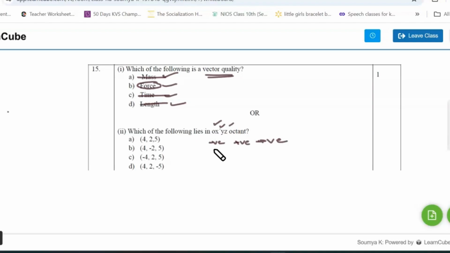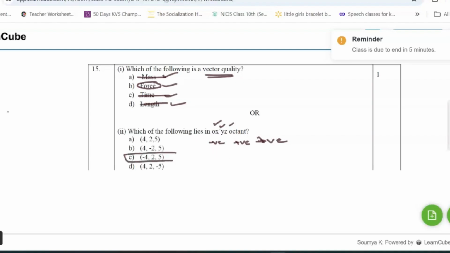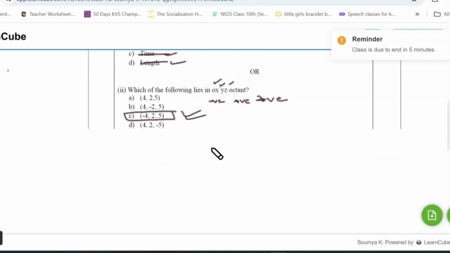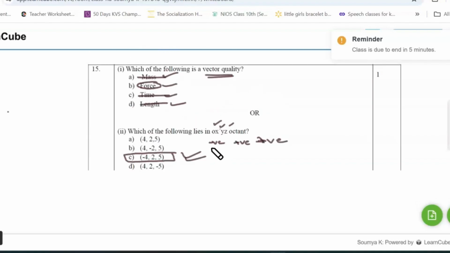The first negative option comes in C, others all are positive. Okay, so C is negative, then the other two values both are positive. So C is the correct matching option. If you see the others, they won't match. So this is a very good question for 1 mark. So hope you understood how to do this question. You have to have basic knowledge of these chapters.